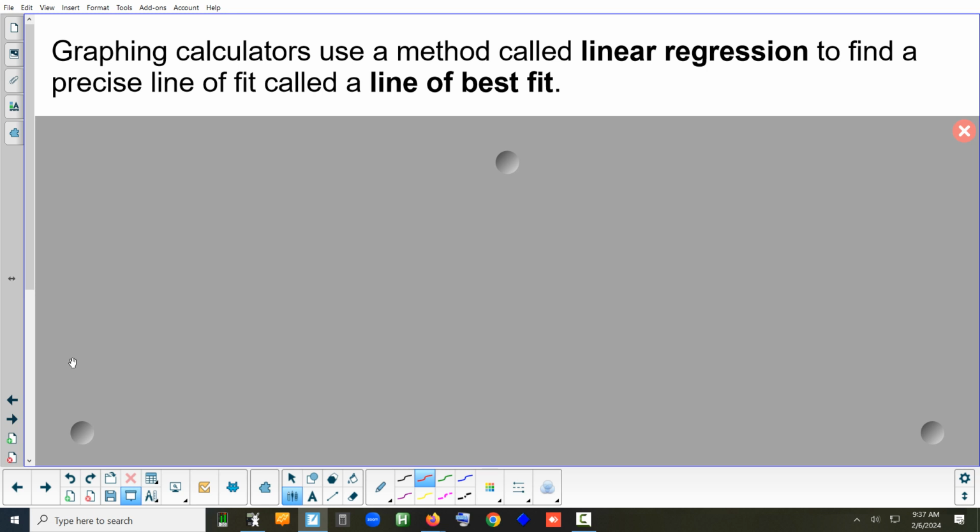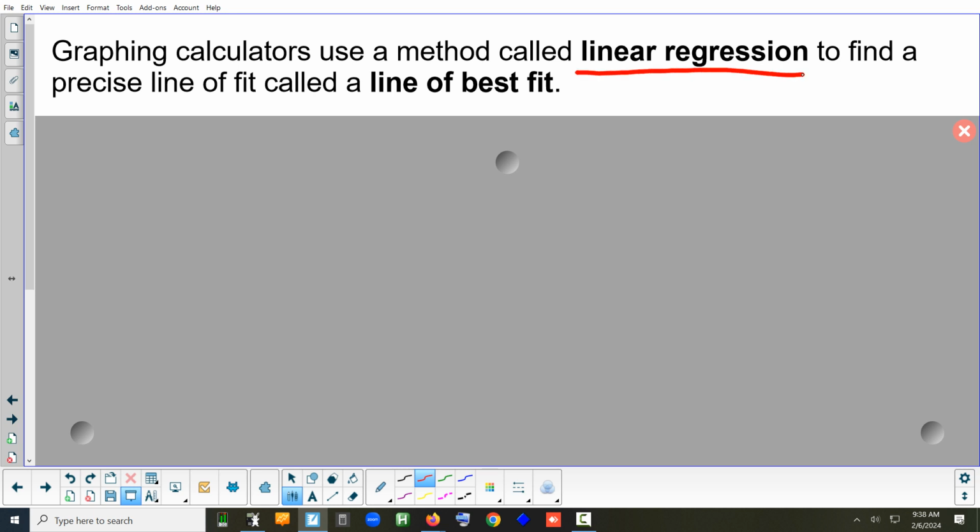On your guided notes where it says, graphing calculators use a method called, in that first blank, you're going to fill in the word linear regression. And then on the second blank, you're going to fill in line of best fit. We talked about a line of fit yesterday. This is a line of best fit. It's the best slope and the best y-intercept that the calculator can possibly calculate for you. And the method that the calculator uses to do it is called linear regression.